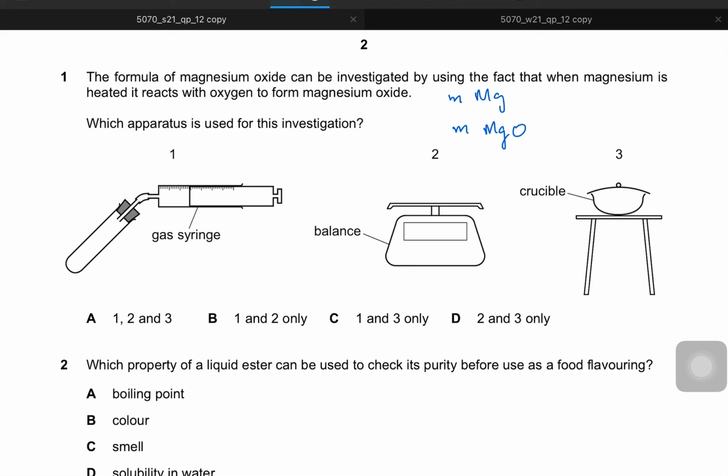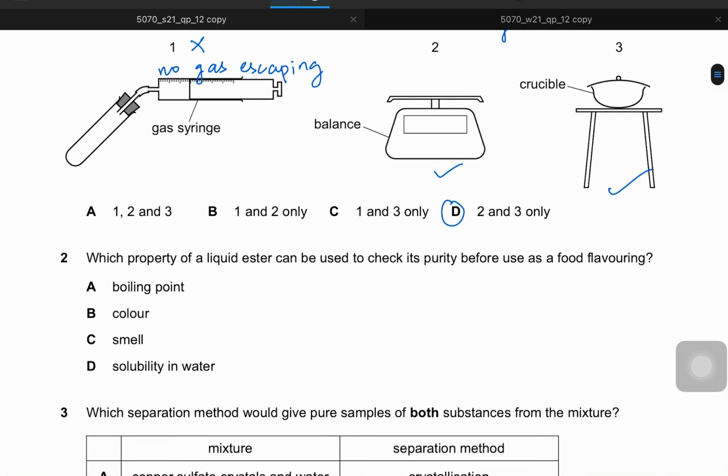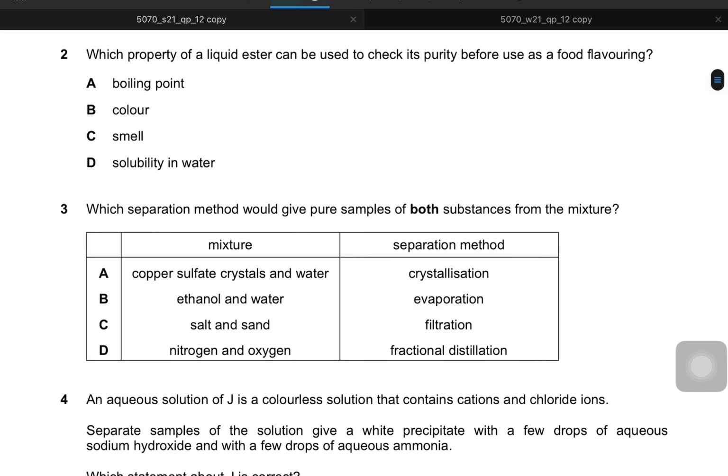So you don't need any gas collection. There is no gas escaping. You are not reacting any acid with a carbonate or something like that. You're obviously going to need a mass balance, and obviously you're going to be heating it because there's a mention of heat. So you're going to need a crucible. So it has to be D, 2 and 3. There is no gas escaping, so no 1.